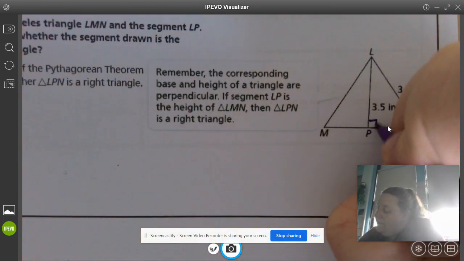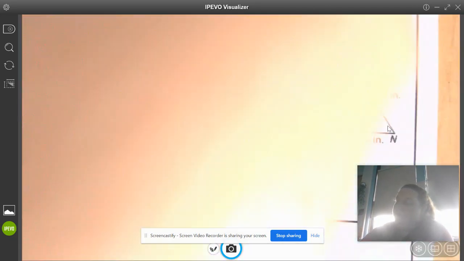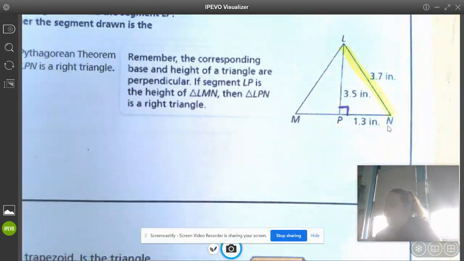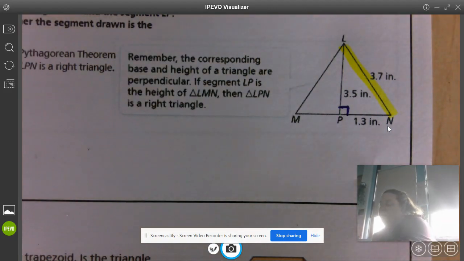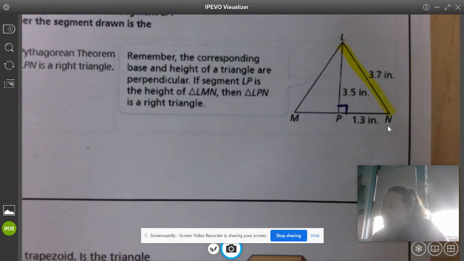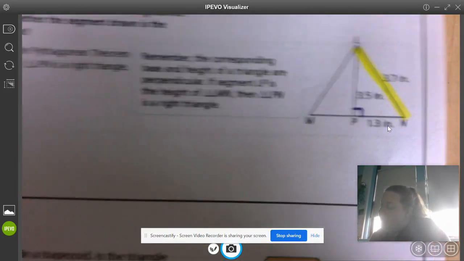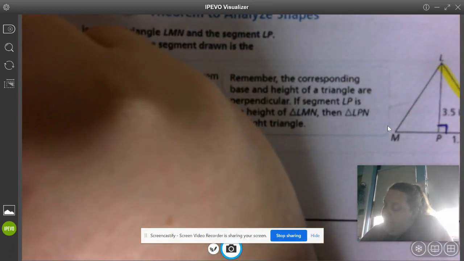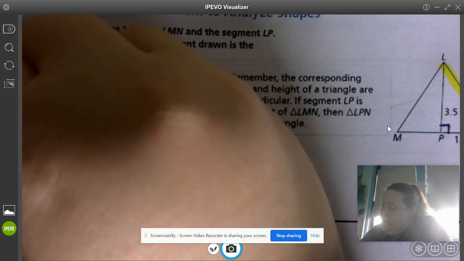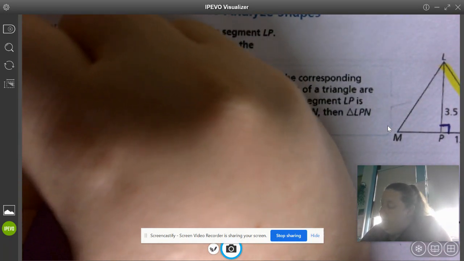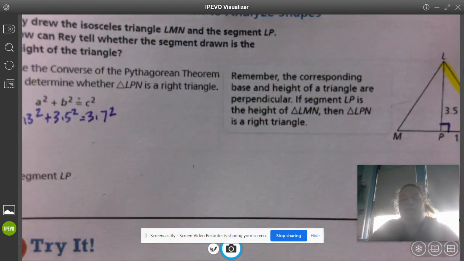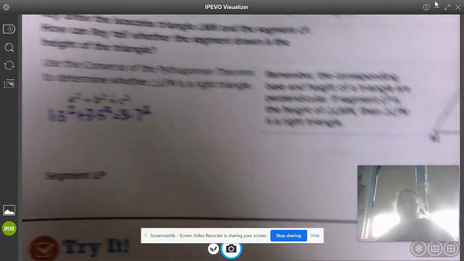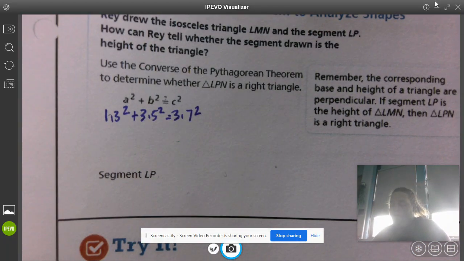So here's my right angle. It's the 90-degree angle. Therefore, 3.7 is my hypotenuse, and I can also tell that because 3.7 is the largest number. So I'm going to go ahead and substitute in the numbers. It doesn't really matter for my legs. Now these numbers are a little bit larger, so I'm going to go ahead and grab a calculator quick.